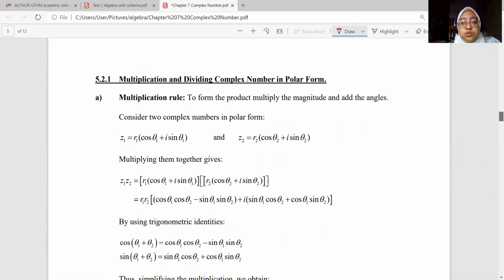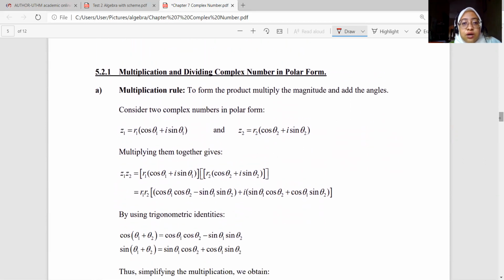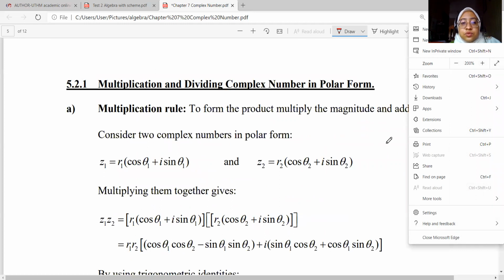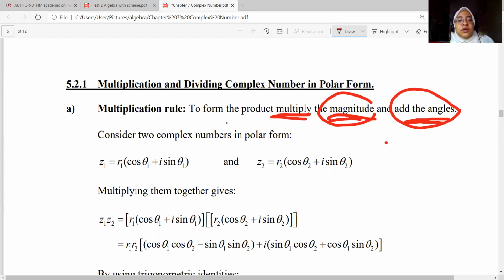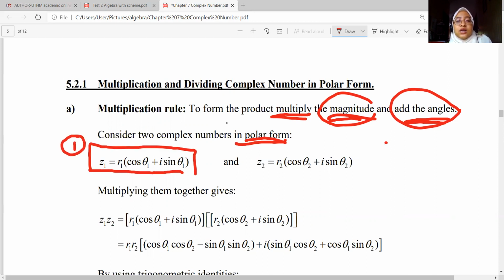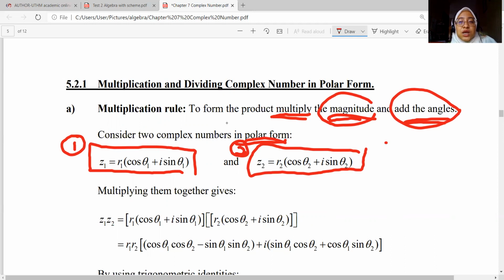We can also do multiplication and division of complex numbers in polar form. To form the product, we multiply the magnitudes and add the angles. Consider two complex numbers in polar form. The first one is z1 equals r1 times cos theta 1 plus i sin theta 1. And the second one is z2 equals r2 times cos theta 2 plus i sin theta 2.